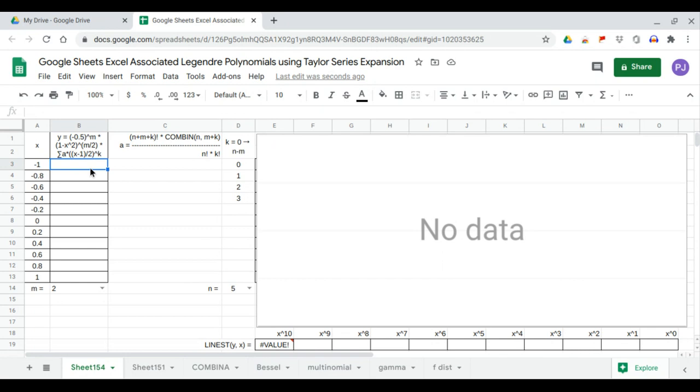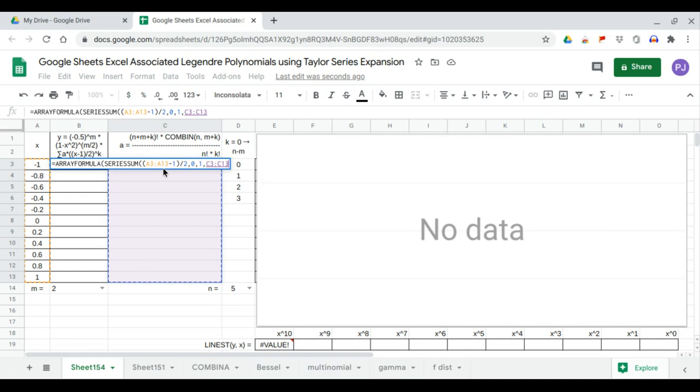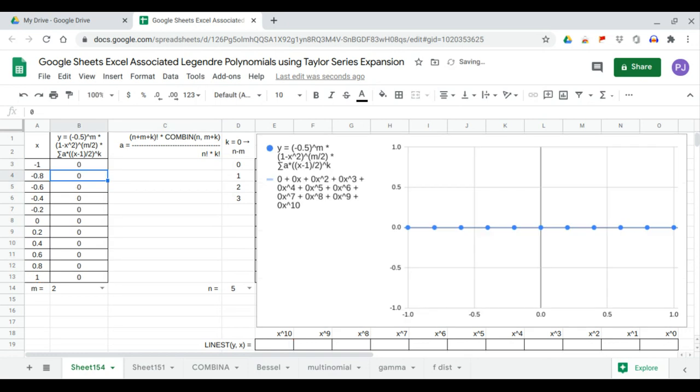Next, we use the formula of the Taylor series expansion, which is equal to our formula: series sum of the x values. So our x value is x minus 1 over 2, raised to the power k, which is from 0 incremented by 1, and the coefficient will be this range. And we continue. There's 0.5 to the power m, so that's multiplied right outside series sum, so times.